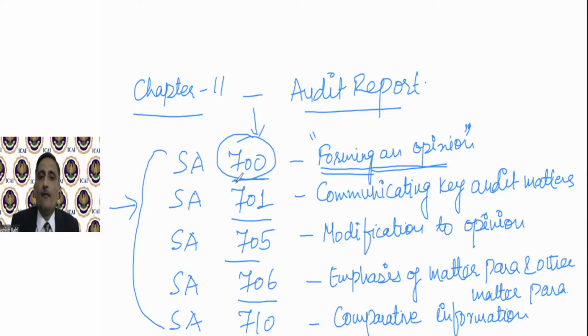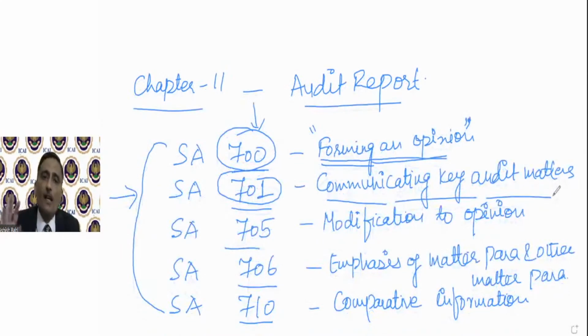Then we shall also be touching SA 701, which relates to communicating key audit matters. We shall be studying it in detail later on. For the time being, you can understand key audit matters to mean some significant matters identified by the auditor during the course of audit. How he communicates these matters through the audit report, we shall be touching upon.